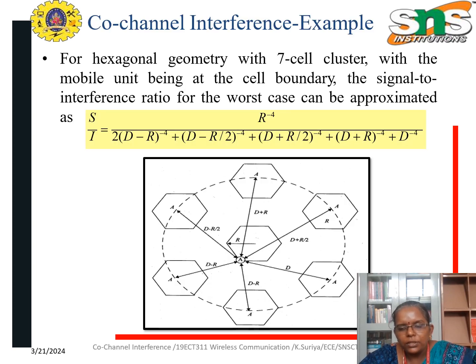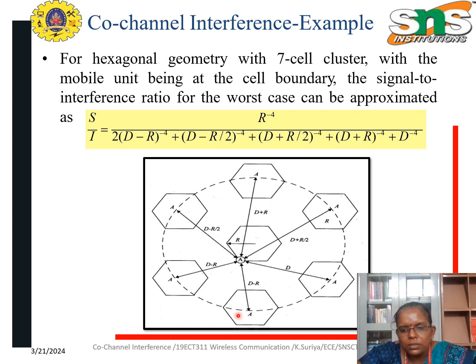This is the case of signal to interference which is the worst case. In general, you will be placing the antennas at the center of the cell, whereas here the antenna is placed at the cell boundary. When it is placed at the center, the distance to the other co-channel cells will be the same. But in this case, since it's placed at the boundary, the distance varies between the adjacent co-channel cells. As shown in this diagram, the distance between these two cells is D minus R. The distance from the center cell to this cell is D, and here it is D plus R by 2, D plus R, and D minus R by 2.